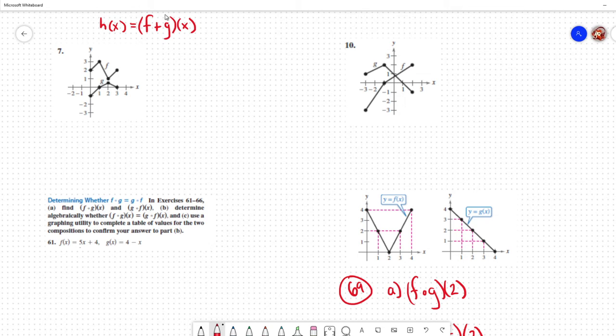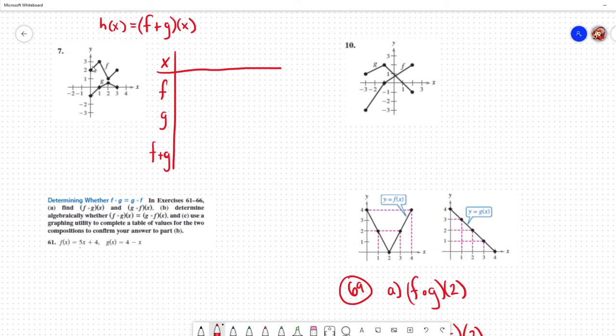But this is not f plus g times x, because I did see a few people write it that way and got incorrect answers. So what we're going to do is go x value by x value, get the values for f and g, and then add them up. The best way to go about doing that is I'm going to make a chart. So here f, g, and then finally f plus g.